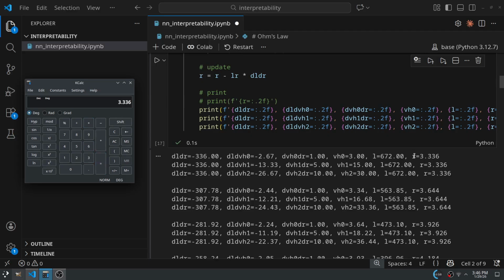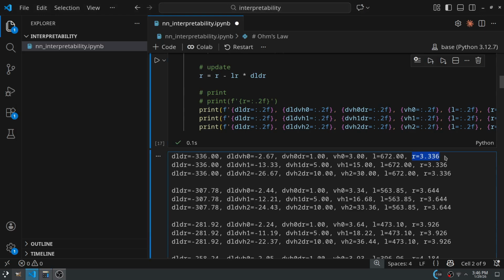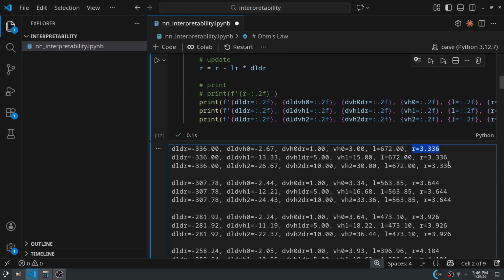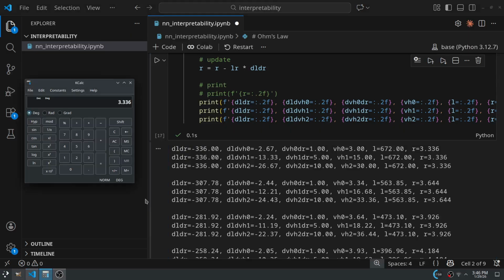And if you look over here, the updated R is 3.336. So now that we have that, you can do this again, and they're accurate this time. All right, so R is currently 3.336. Subtracting a negative sign is adding. So add the learning rate times the global derivative currently.